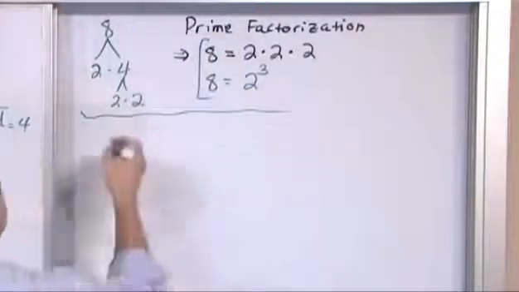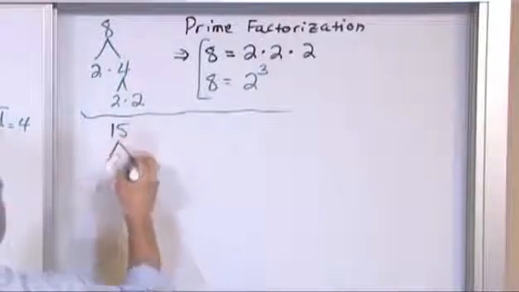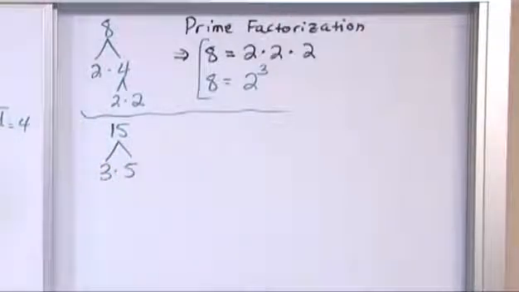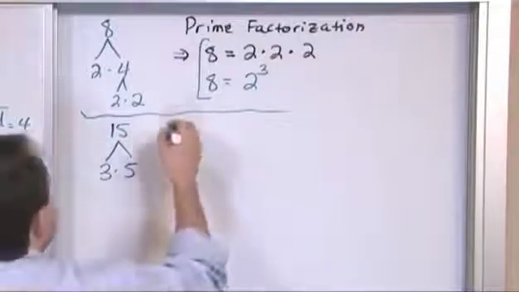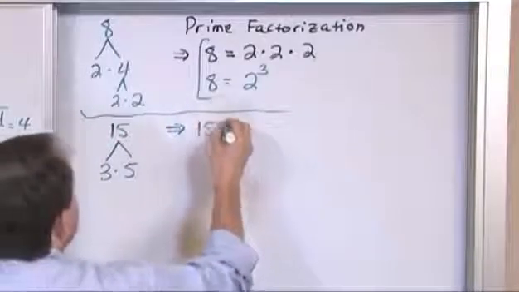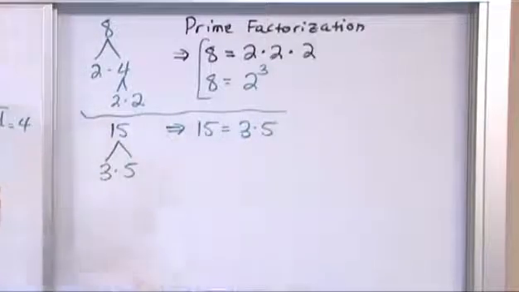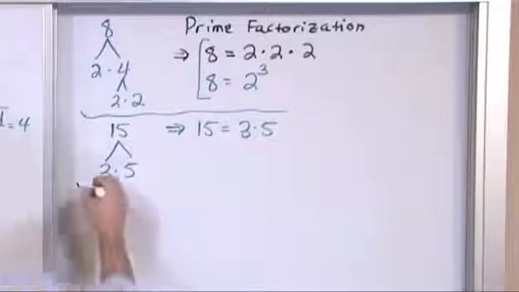All right, what about the number 15? Well, we have 3 times 5. And those are already prime numbers. So if we were going to write down the factorization, we would say 15 is equal to 3 times 5. There's no way to write an exponent here. Nothing's repeated, so that's the prime factorization there.